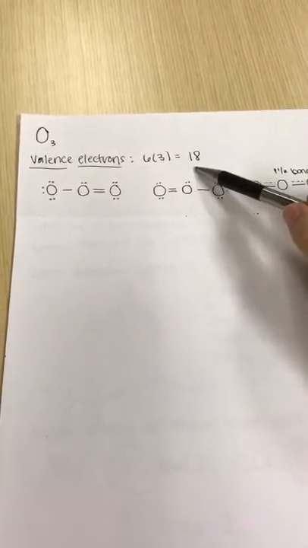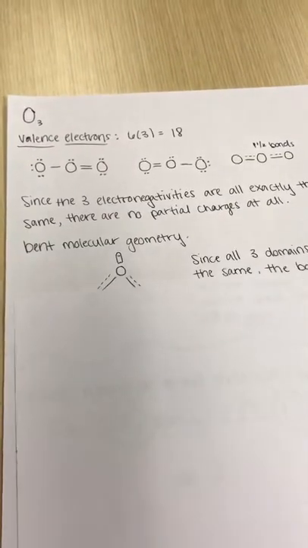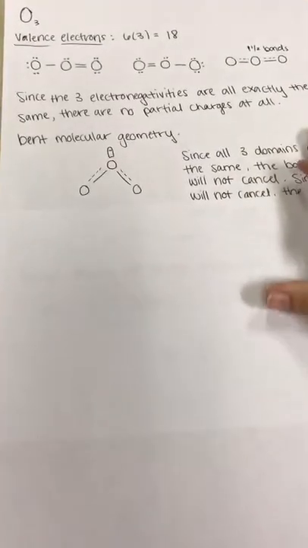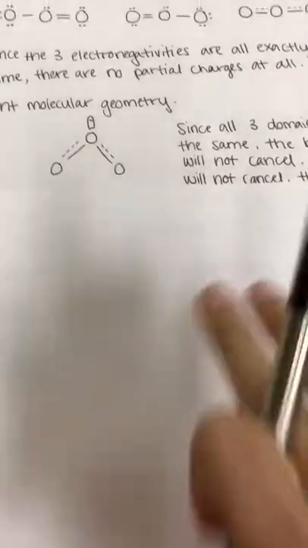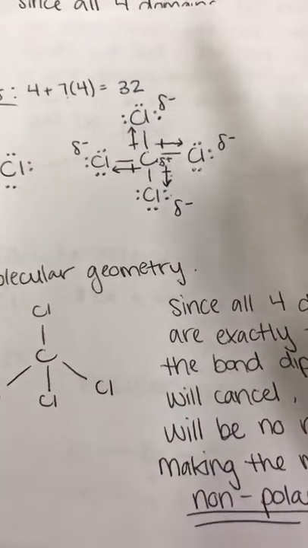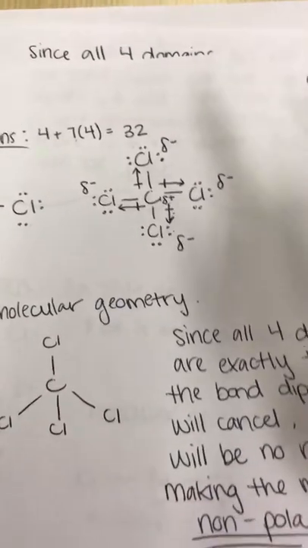Some common mistakes you can make in this problem are messing up on counting the valence electrons, messing up on your Lewis structure, messing up on the molecular geometry and not knowing what molecular geometry is, and messing up on drawing the bond dipoles by not knowing your partial negative and positive charges.